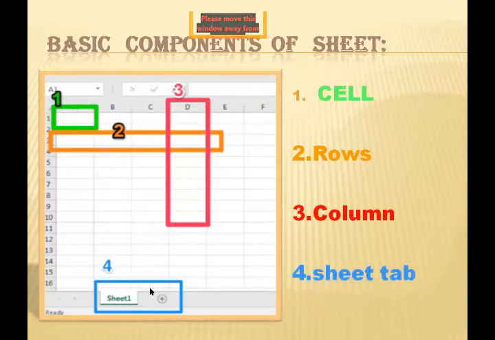Now the last one is the sheet tab. The sheet tab is useful to select a sheet: Sheet 1, Sheet 2, Sheet 3. Now these are the basic components. If you are working on Excel, you should have clarification about cell, row, column and sheet tabs.